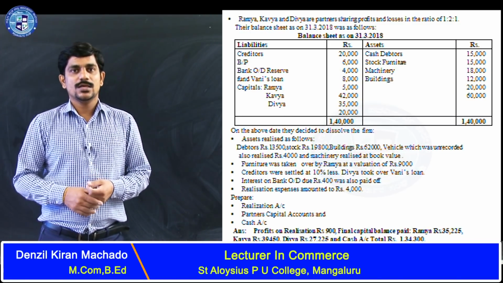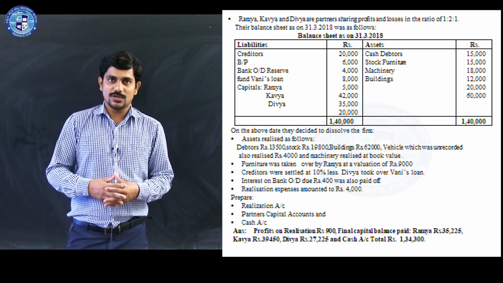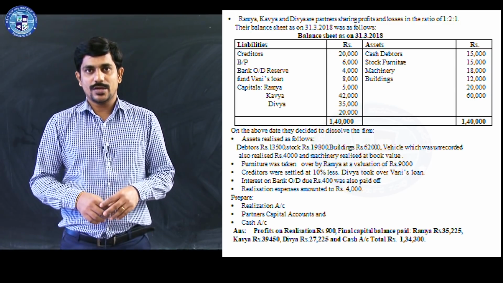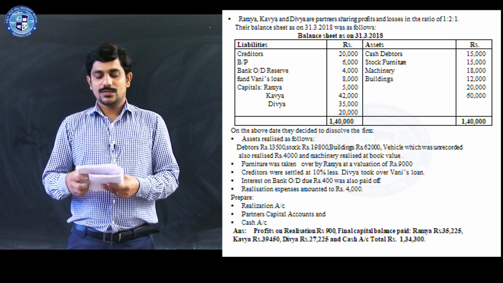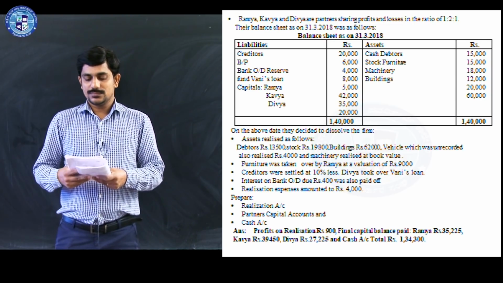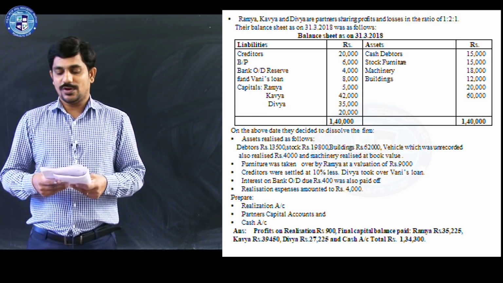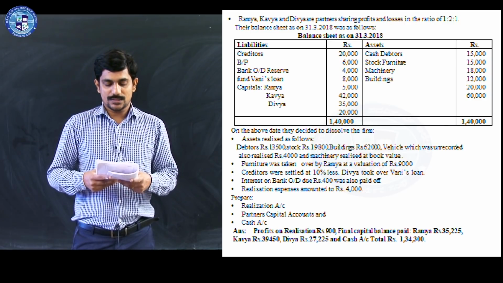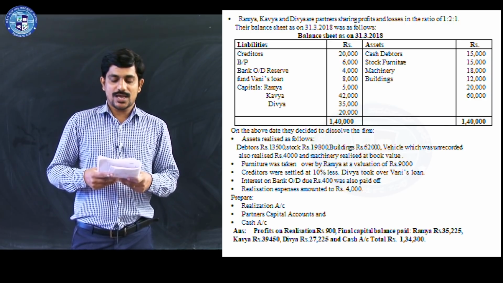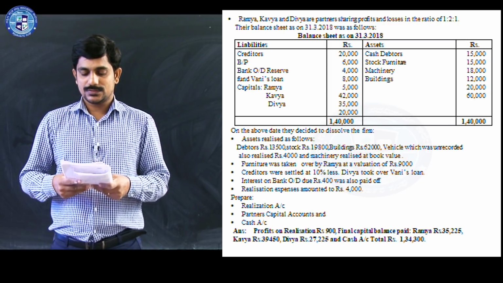Today's session, let us work out one more problem under dissolution of partnership firm with new adjustments. Problem: Ramya, Kavya and Divya are partners sharing profit and losses in the ratio of 1:2:1. Their balance sheet as on 31/3/2018 was as follows.